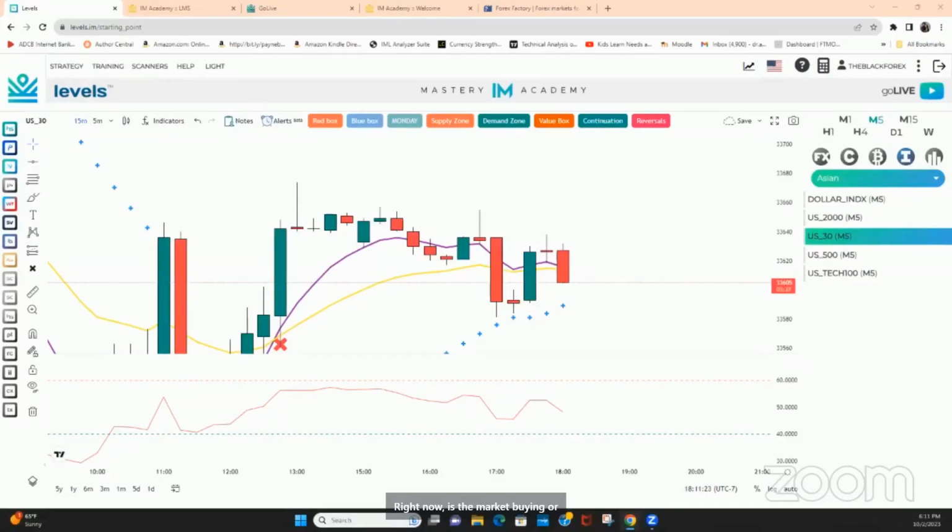Right now, is the market buying or selling? The market is buying. How do I know? The purple is on top. Now, some people get real confused.